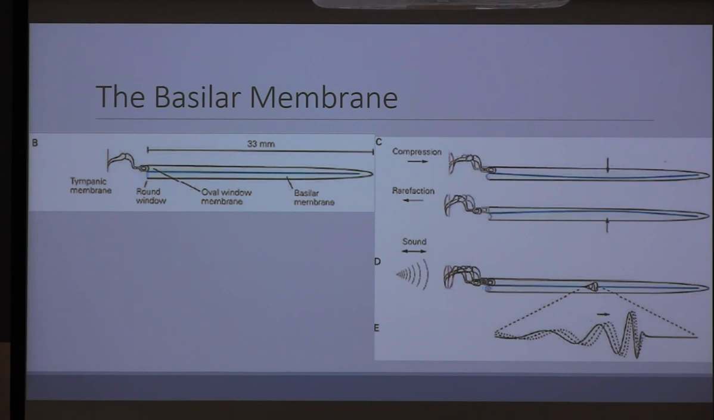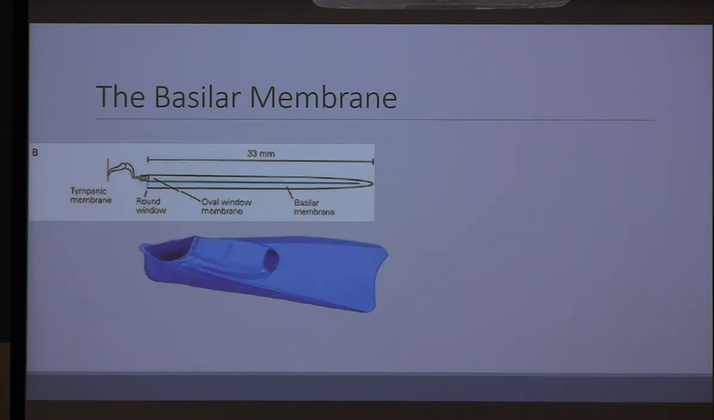And so what we're going to do is model the motion of the basilar membrane. It's important that we have a good sense of how the basilar membrane is shaped. And believe it or not, a good way to understand this is if we think about the basilar membrane as a flipper. I have to give credit to Julia Strand on this ingenious idea, but this is how she describes it. She's a psychology professor here. We can think about it as a flipper that's fixed at the round window.